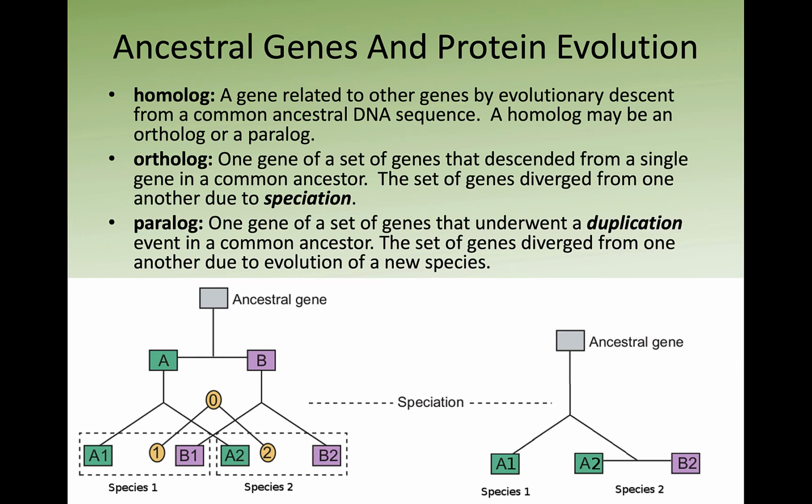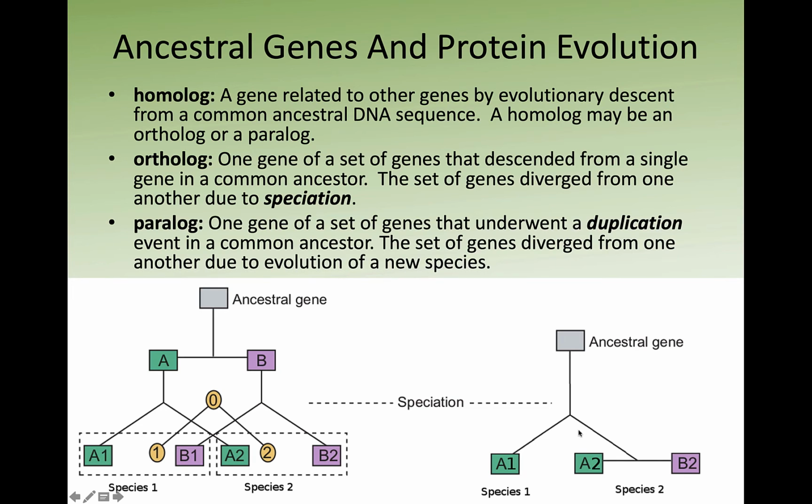Another type of homolog, which is really important to consider, especially in the field of comparative genomics, is when we're looking at how well we can identify paralogs. So in paralogs, what we're talking about is one gene of a set of genes that underwent a duplication event in a common ancestor. And this is where the set of genes diverge from each other, and then the sets of genes diverge from one another due to the evolution of a new species, right? So in this case, we can think of an ancestral gene, and there's some sort of duplication event in that gene, and then we end up with an A copy and a B copy. Now, in the future, every species that evolves from this organism, species 1 and species 2, will have both an A and a B gene. So species 1 has an A and B, species 2 has an A and B. So A and B are paralogs to each other.